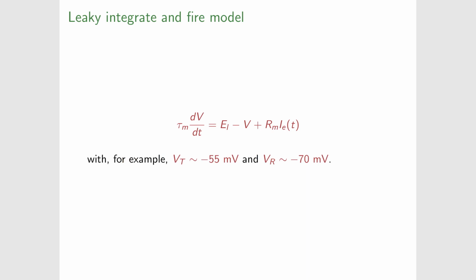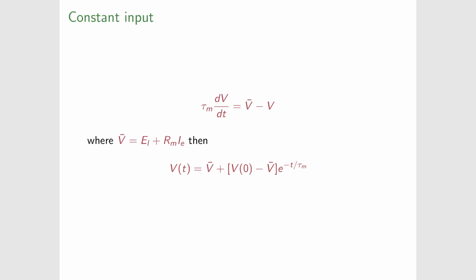In simple models, we often take the reversal potential EL to be also minus 70 millivolts. In more sophisticated models, you might have the reset for a particular neuron type. You might have the reset value higher or lower. And then the threshold value is minus 55 millivolts. Again, that's just a typical value. And if you were trying to model a particular neuron type, you would try and use values that were special to that type of neuron.